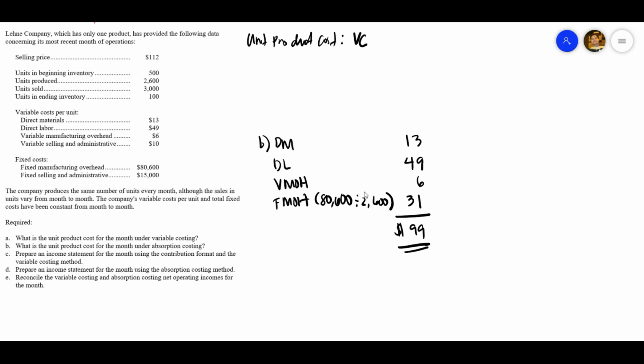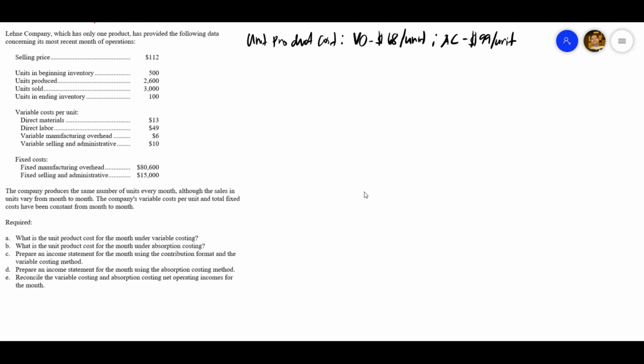For variable costing, it's $68 per unit. And for our absorption costing, sorry, that's 60. Okay, in here, it should be $99 per unit. Okay, can now erase this one.